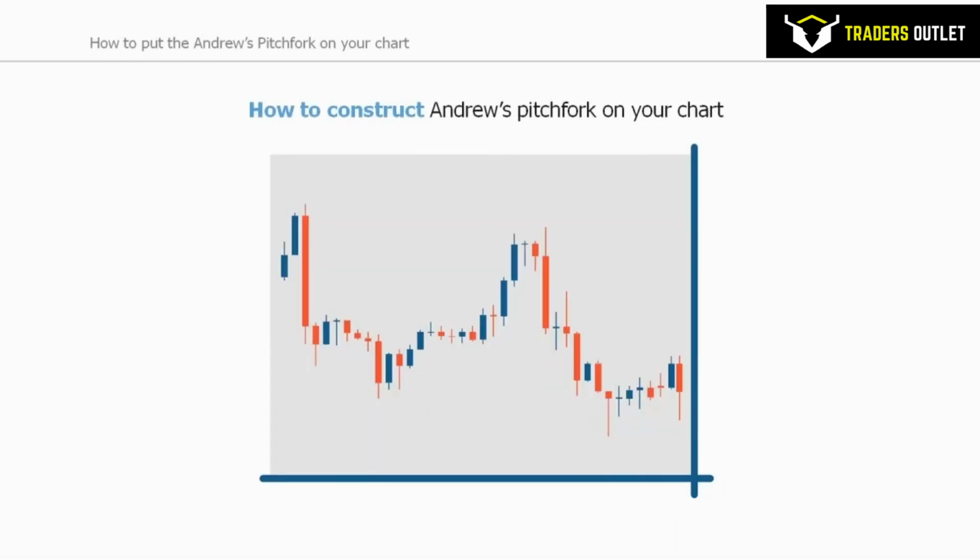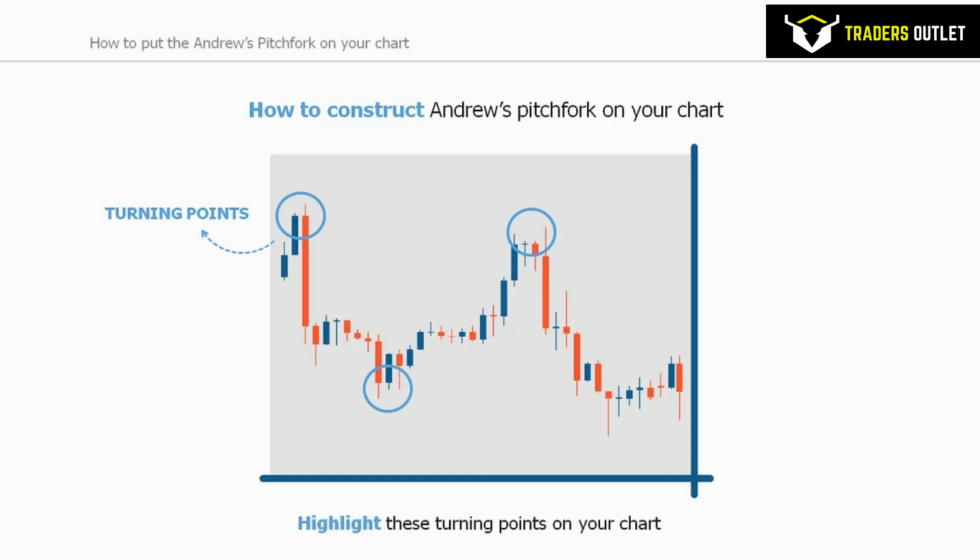Let's now look at how to construct Andrews Pitchfork on your chart. You first want to look for 3 consecutive highs or lows on the chart. Look for major highs and lows, the ones that catch your eye easily. We will call these turning points. Highlight these turning points on your chart as they are important in the construction of the pitchfork.